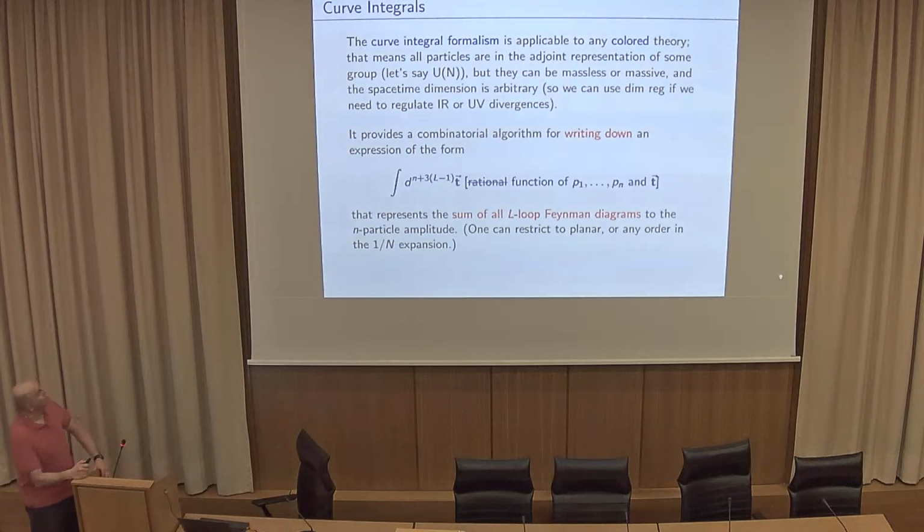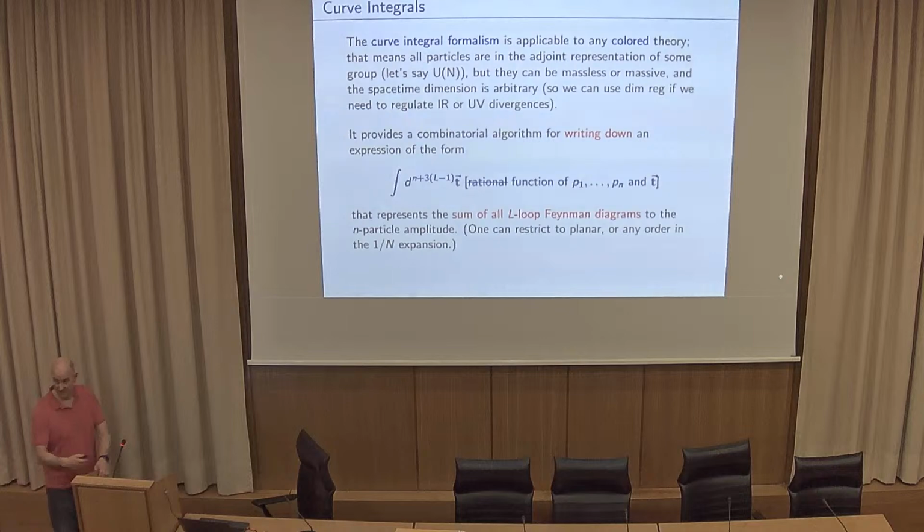The idea is that the curve integral formalism, which I'll give a cartoon of in a minute, tells you a combinatorial algorithm for you to write down. You don't need to do any Feynman integrals. You draw some pictures and you write down an expression like this, where you've already minimized the number of integrations, and you get a formula that represents the sum of all L-loop Feynman diagrams.